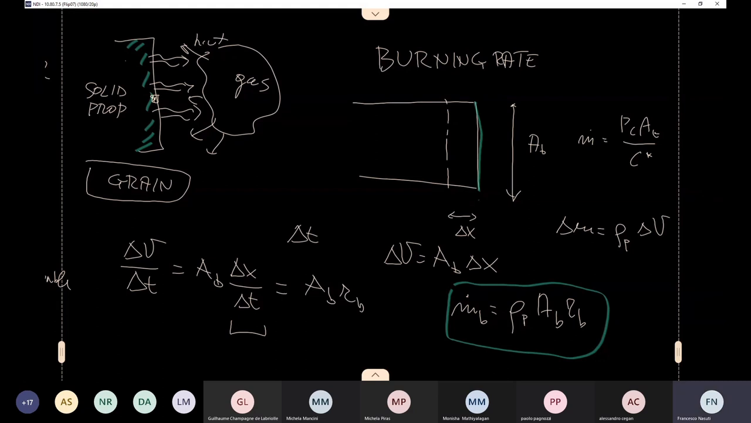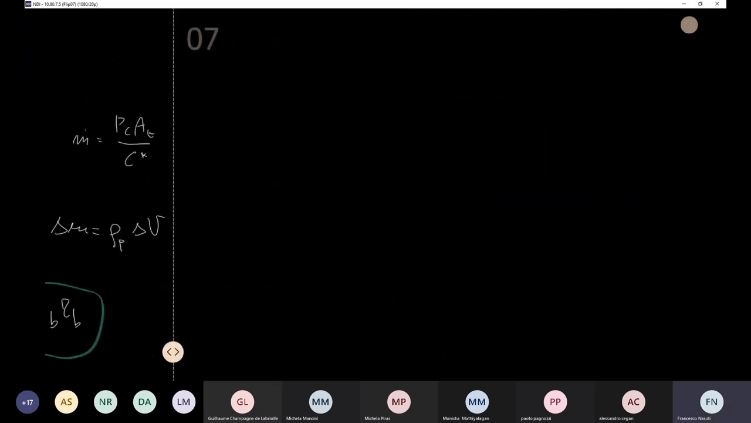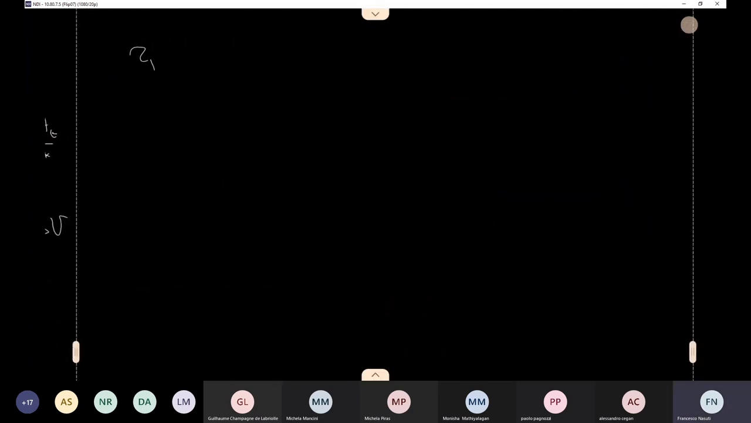So the first quantity that has to be analyzed for the study of solid propellant is its burning rate. And this burning rate is found experimentally to be a function of the pressure of the environment where we have this burning, and of temperature. In considering our propellant, we should keep in mind these are the main dependencies.